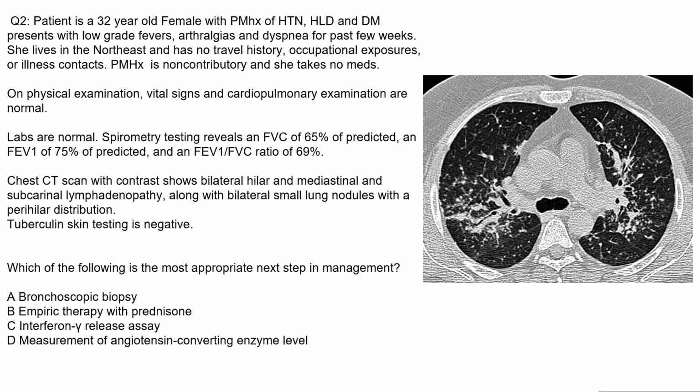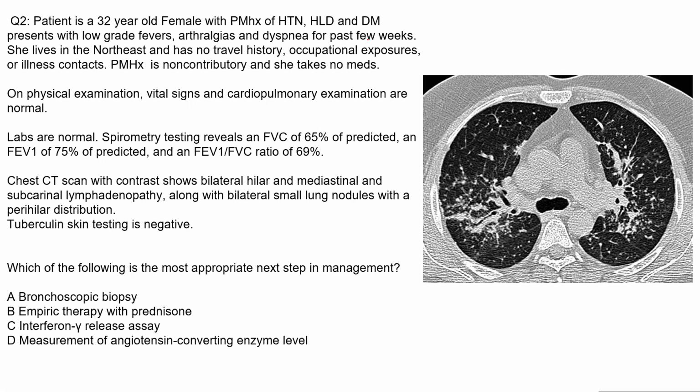So this patient's a 32-year-old female. She has a past medical history of hypertension, hyperlipidemia, diabetes. She presents with low-grade fevers, arthralgia, and dyspnea for the past few weeks. She lives in the Northeast and has no travel history, occupational exposures, or illness contacts. Past medical history is noncontributory. She takes no meds.